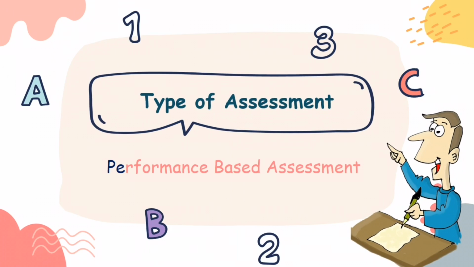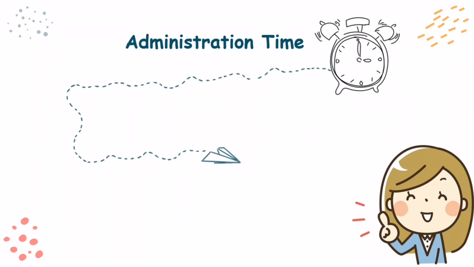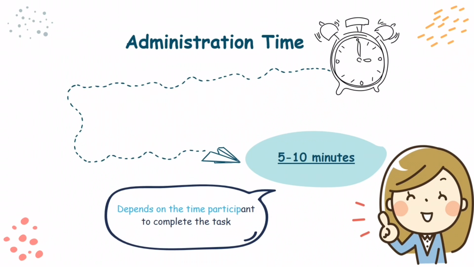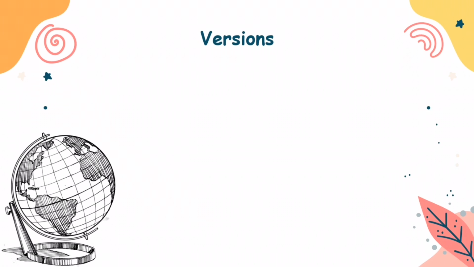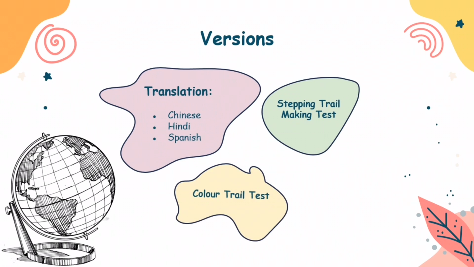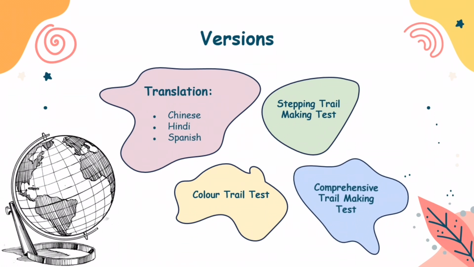This assessment is a performance-based assessment. The administration time usually takes about 5 to 10 minutes. However, it depends on the time the participant takes to complete the task. There are several versions of this assessment, which are the translation version, the stepping trail making test, the color trail test, and the comprehensive trail making test.